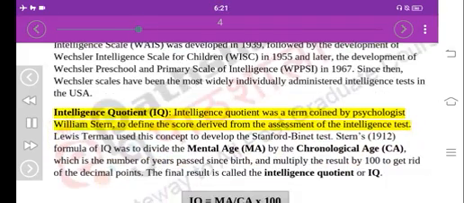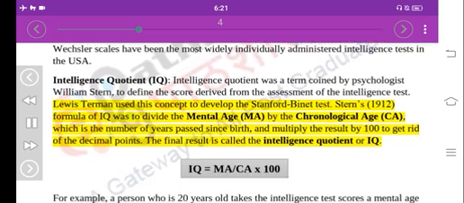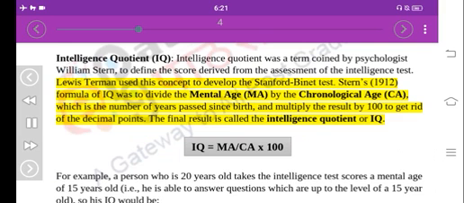Intelligence quotient (IQ). Intelligence quotient was a term coined by psychologist William Stern to define the score derived from the assessment of the intelligence test. Louis Terman used this concept to develop the Stanford-Binet test. Stern's 1912 formula of IQ was to divide the mental age (MA) by the chronological age (CA), which is the number of years passed since birth, and multiply the result by 100 to get rid of the decimal points. The final result is called the intelligence quotient or IQ.